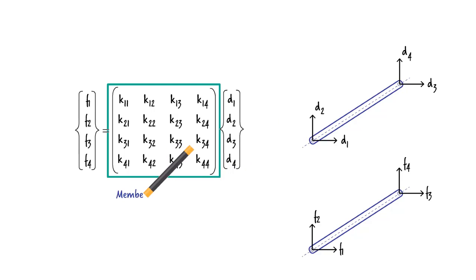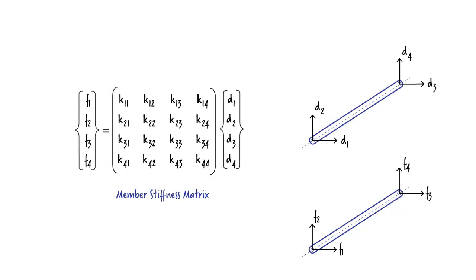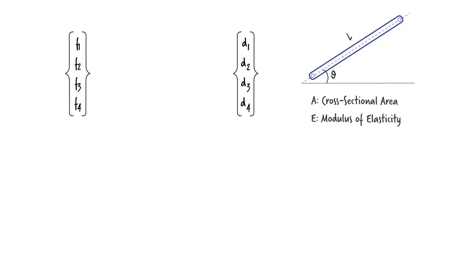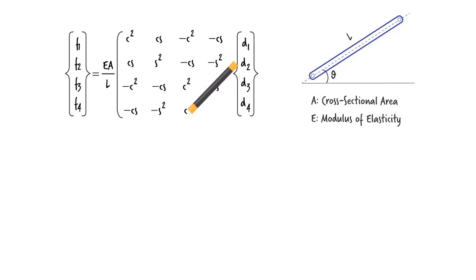This is called the member stiffness matrix. Before I explain how these coefficients are calculated, let me show you the results. For a member with a length L, a cross-sectional area A, and a modulus of elasticity E, the stiffness matrix becomes, where C represents cosine theta and S is sine theta. But how do we come up with these coefficients?